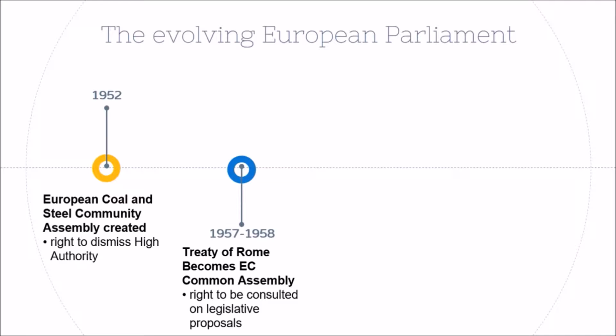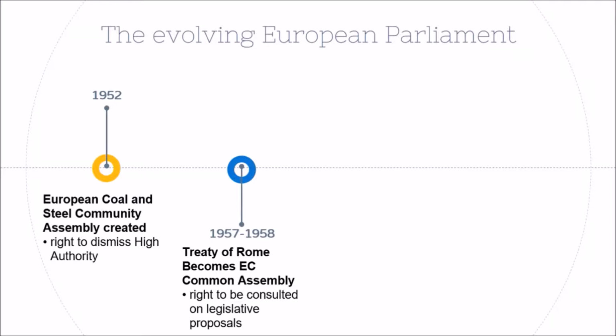The Treaty of Rome was started in 1957 and enacted in 1958. Under the treaty, the European Coal and Steel Community Common Assembly became the EC Common Assembly. They had the new right to be consulted on legislative proposals.